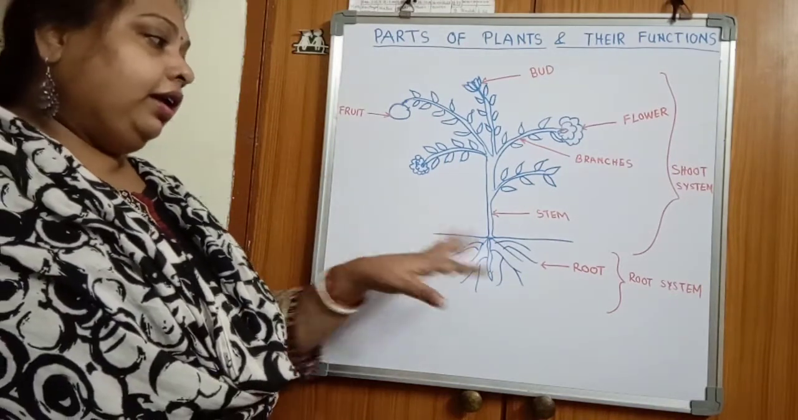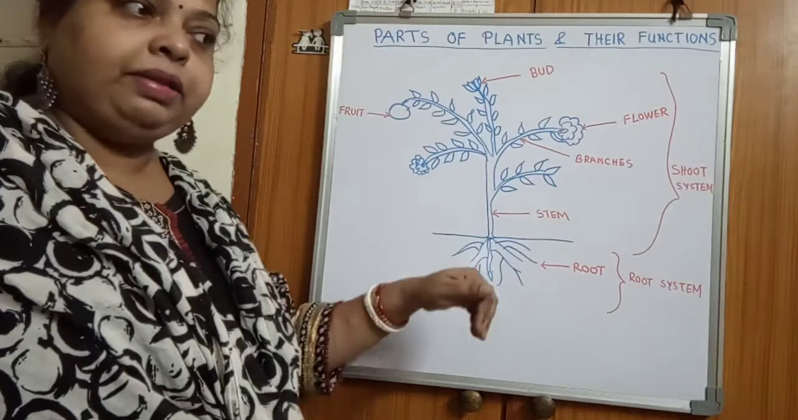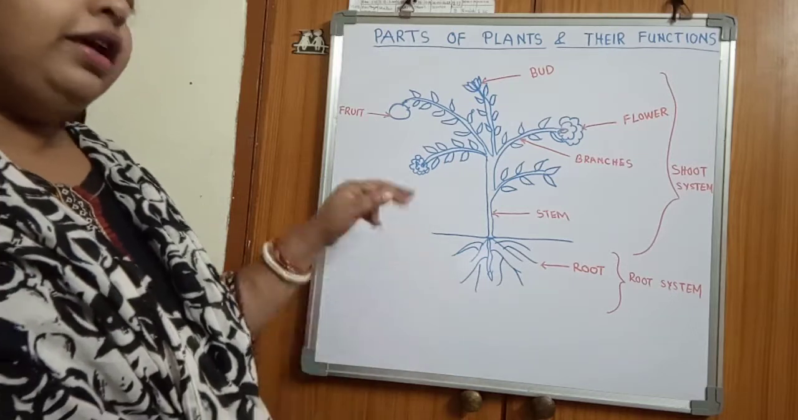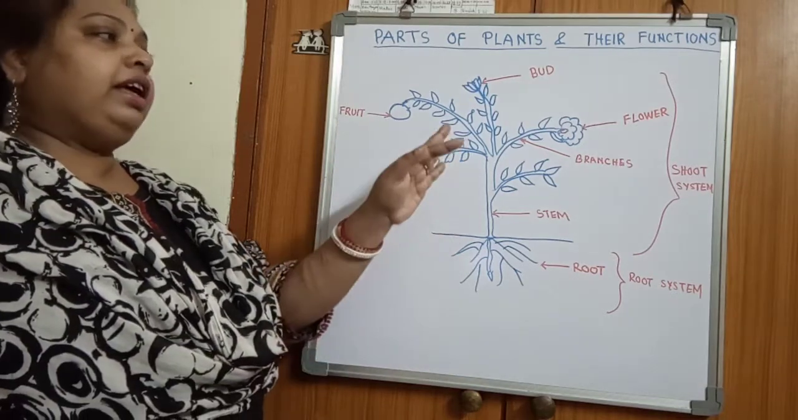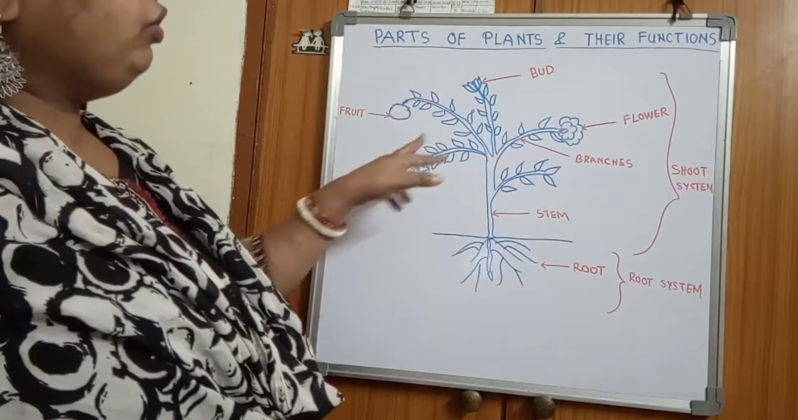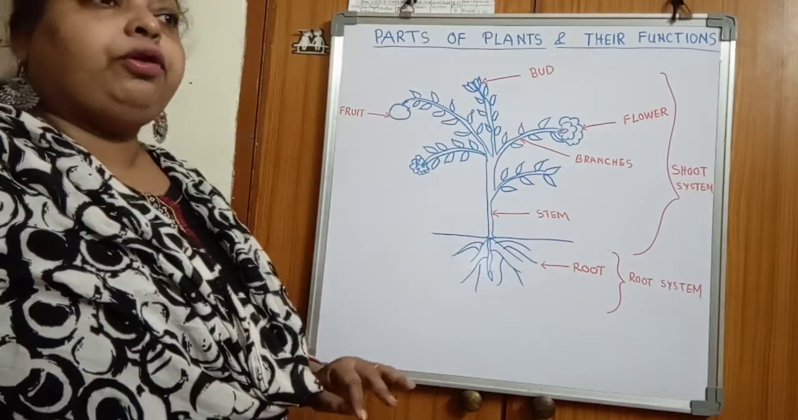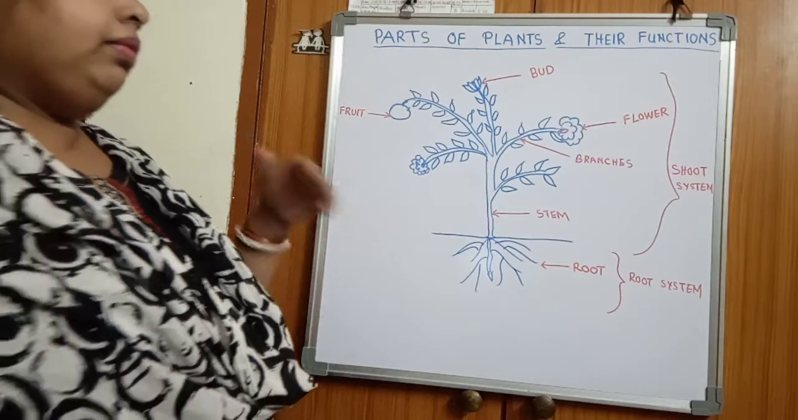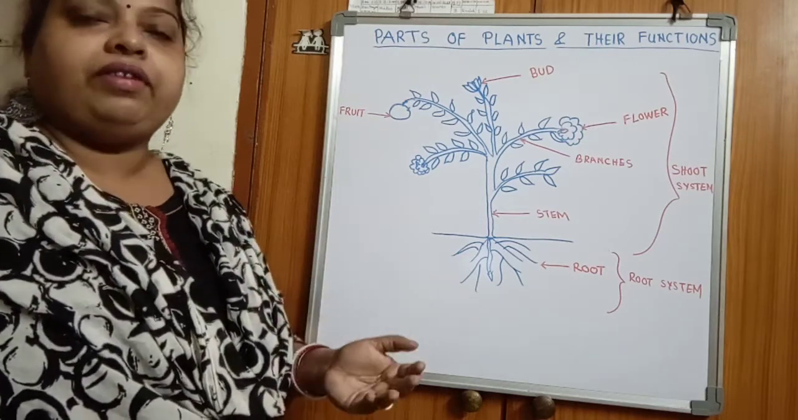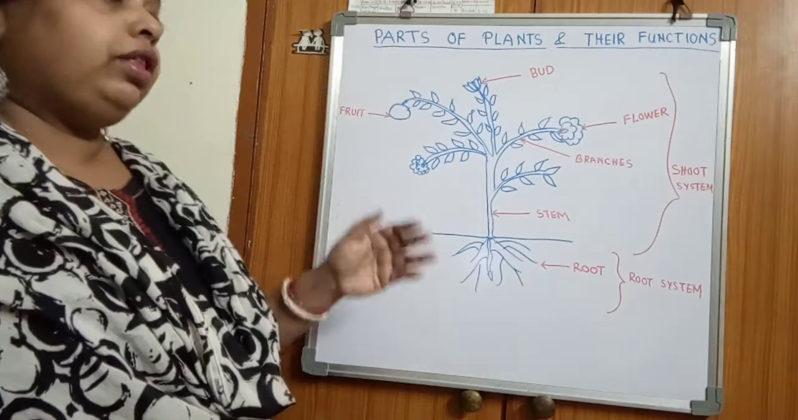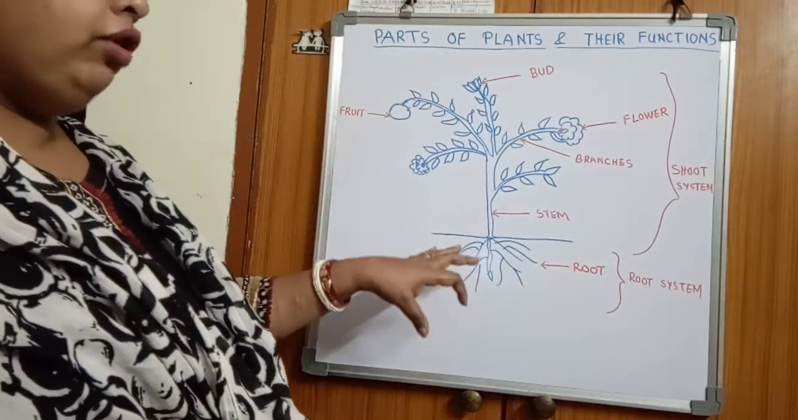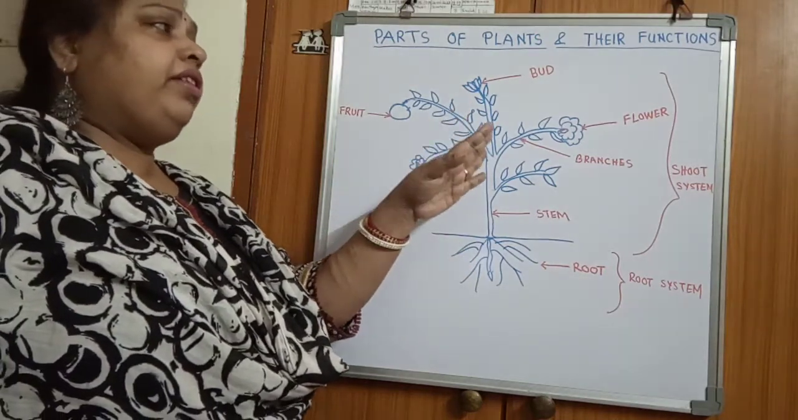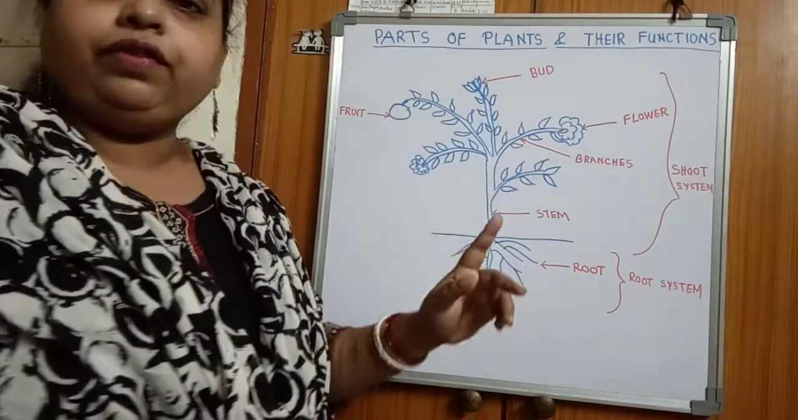The root is here in the soil, it's dug up in the soil. So it absorbs all the water and the minerals from the soil, and it transports the water and minerals to the leaves. As you know, leaves require water and minerals in the process of photosynthesis. So the first function of the root is that it absorbs the water and minerals from the soil and circulates them to the leaves. This is the first function.